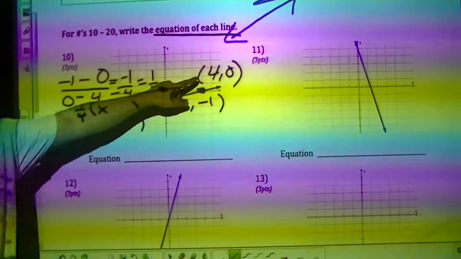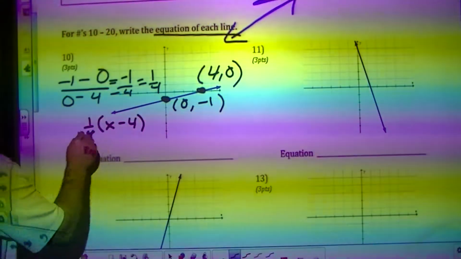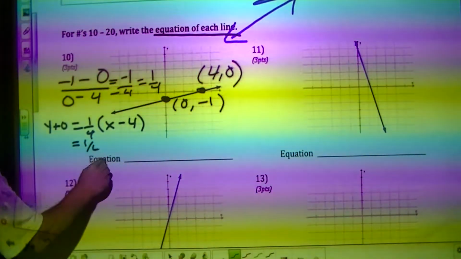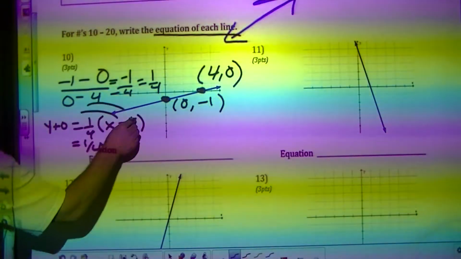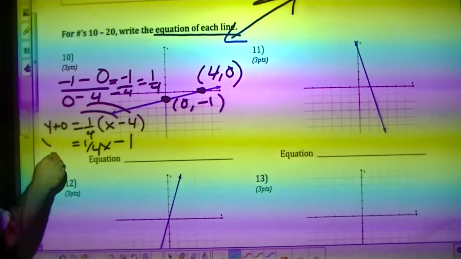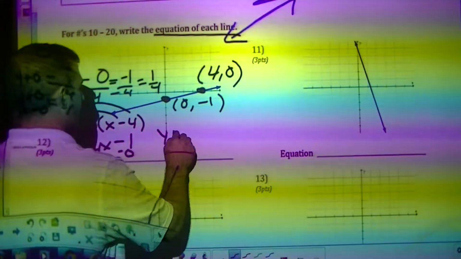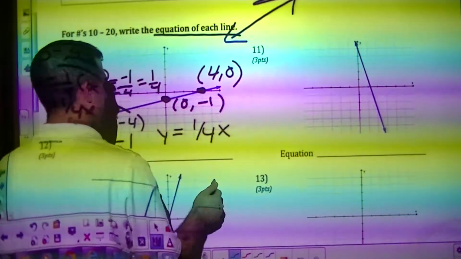I'm going to pick one of these. I'm going to pick this x, that's going to be -4, y plus 0. So I got 1/4 x. I'm going to multiply that. It's going to give me -1. And y plus 0, if I subtract 0, that's still just going to be y equals 1/4 x, okay, minus 1.